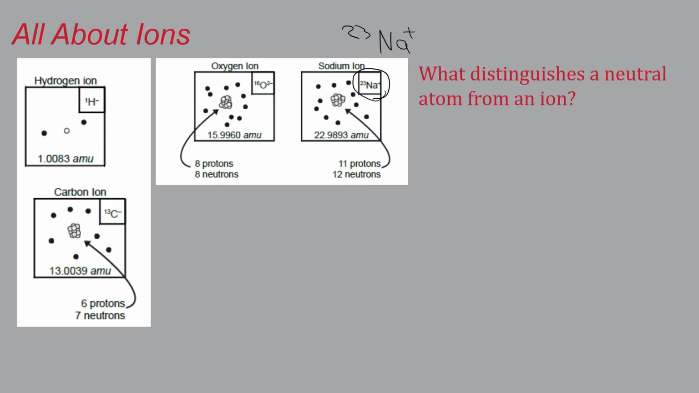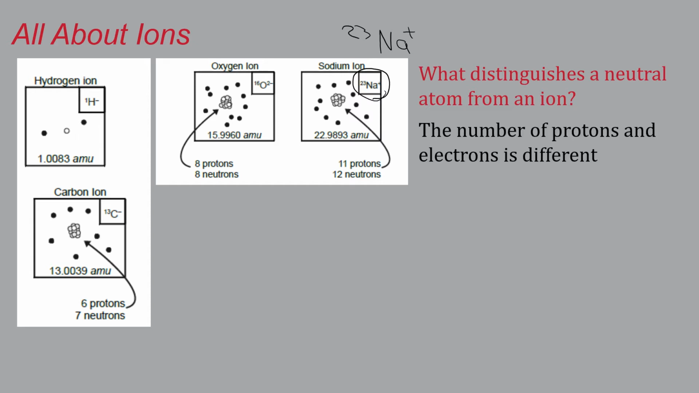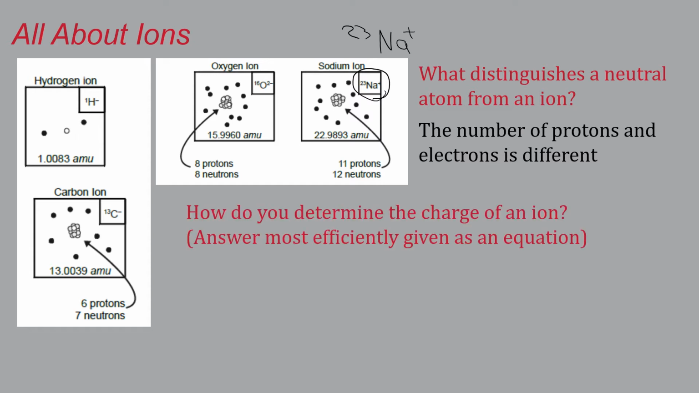So here's a question. What distinguishes a neutral atom from an ion? Look at those, and if you have to, go back to your notes and review those to compare what the carbon and the hydrogen look like without it. And then look at these. Hopefully what you found is that the number of protons and electrons in those atoms are different. And if they are different, then it becomes an ion. If they are the same, they are a neutral atom.